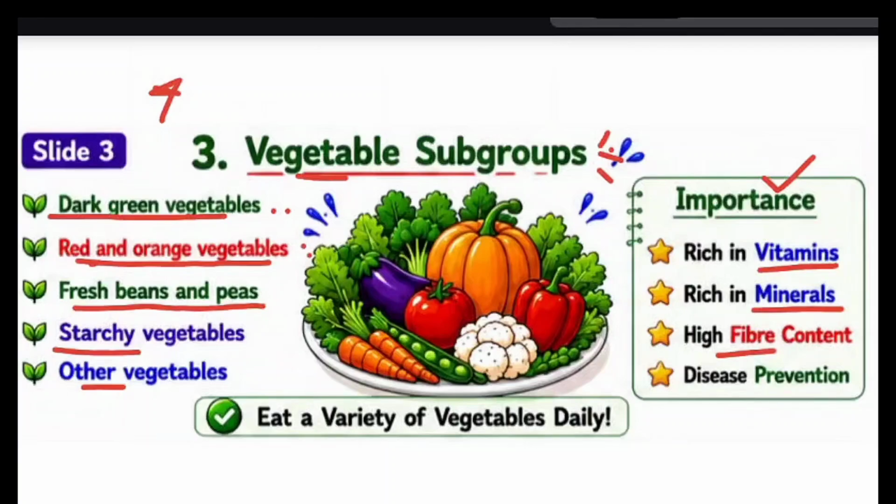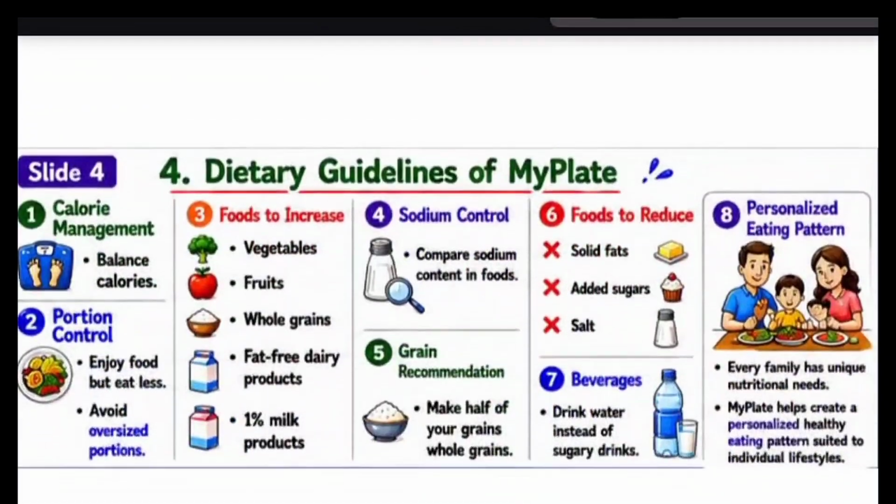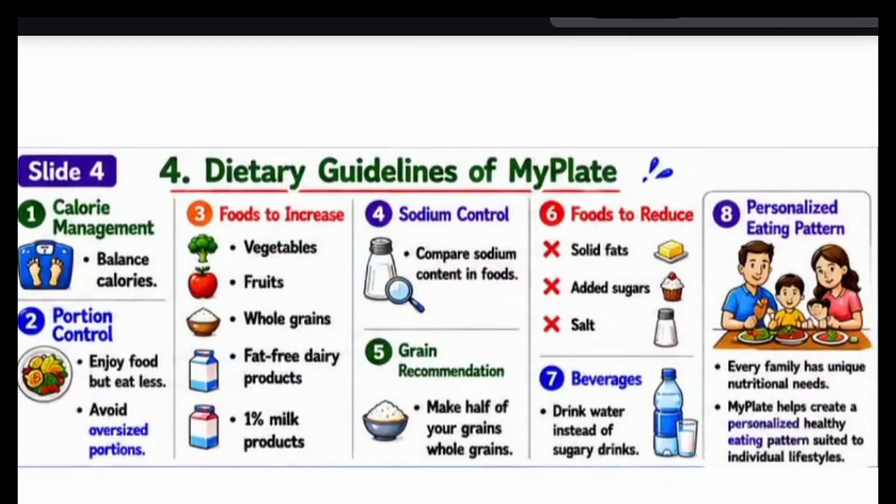Vegetables also reduce the risk of several diseases and support overall health. Therefore, including different vegetables in daily meals is one of the easiest ways to improve nutrition. Now let us move to the dietary guidelines of MyPlate. These guidelines help people make healthier food choices every day.